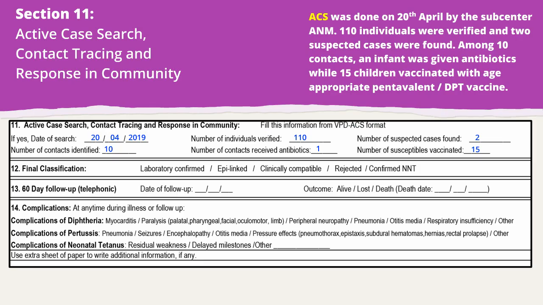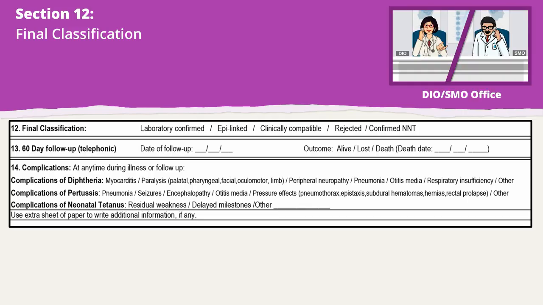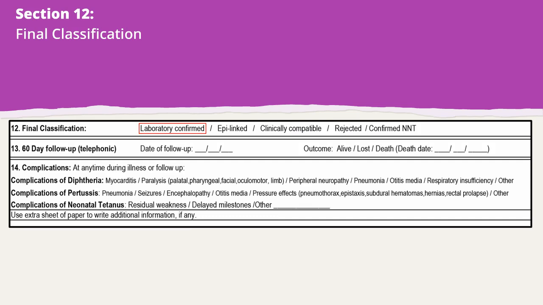Important components of ACS are number of individuals verified, number of suspected cases found, number of contacts identified, number of contacts who received antibiotics, and number of susceptible vaccinated. In Section 12, DIO or SMO need to update the CIF with the final classification as laboratory confirmed, epidemiologically linked or clinically compatible. Rejected means not fulfilling the case definition of the disease and no EPID number should be allotted to rejected cases. In NNT cases, encircle confirmed NNT if the case fulfills case definition.